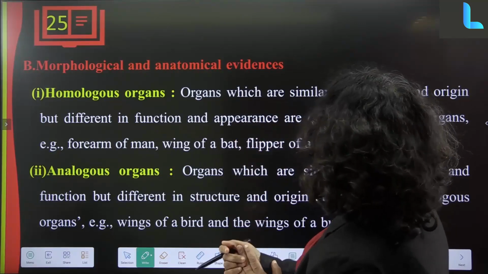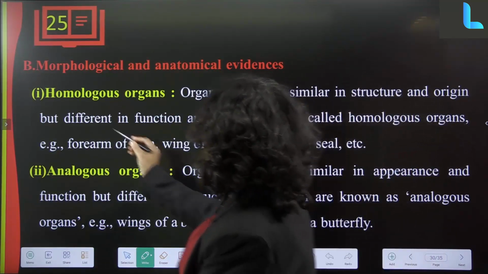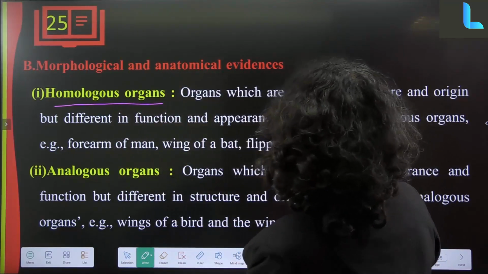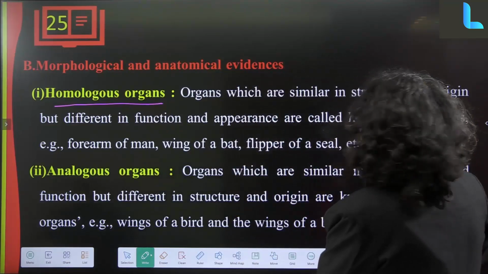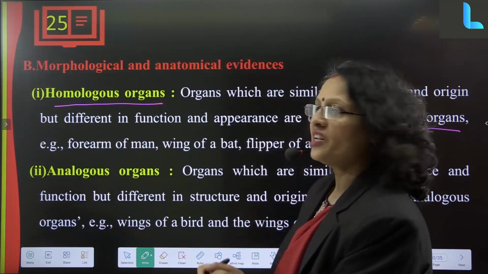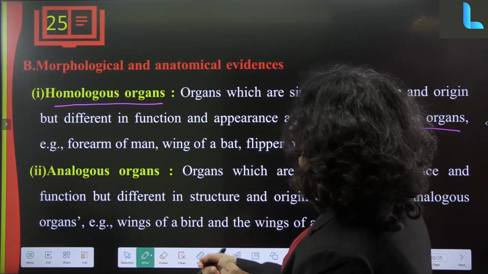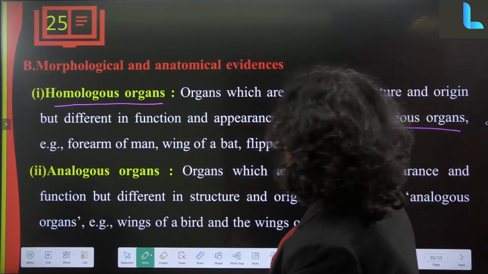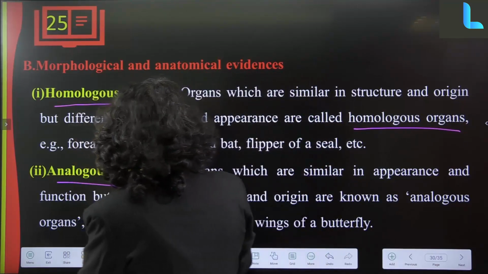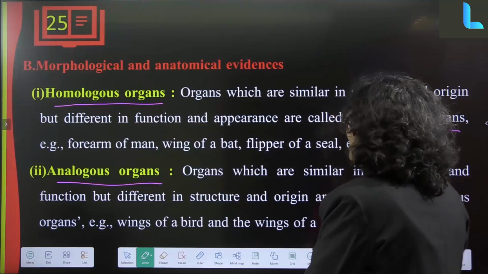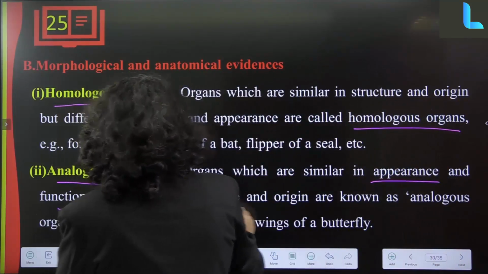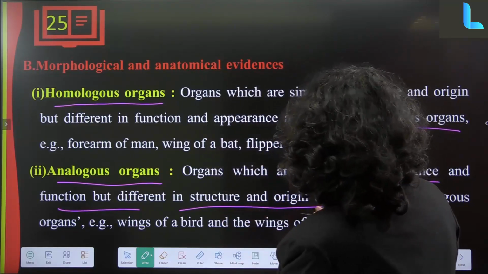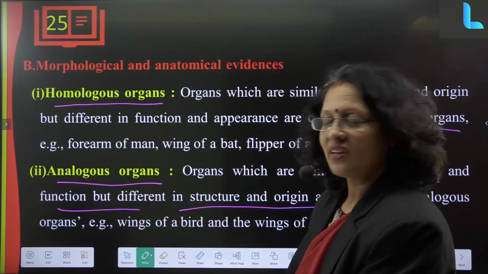Then morphological and anatomical evidences are also there. First are homologous organs, which are similar in structure and origin but different in function and appearance. So which organs are similar in structure but different in function? Like the forearm of man, the wing of a bat, the flipper of a seal, all this. Then analogous organs: organs which are similar in appearance and function but different in structure and origin, like the wings of a bird and the wings of a butterfly. So there is a difference, correct?